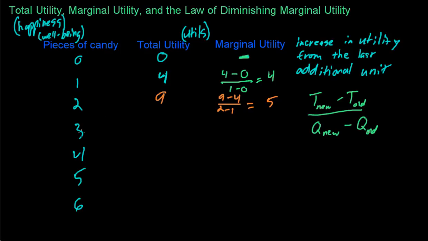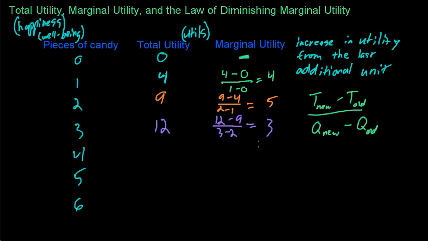So let's say now that total utility here goes up to 12. So we still enjoy this. Our total utility is still increasing, but it's not increasing as much. So now our marginal utility is going to be 12 units of utility when we have 3 pieces of candy, minus what we had before with 2 pieces of candy, which is 9, over 3 minus 2, which is just one more piece of candy. So that's equal to 3.